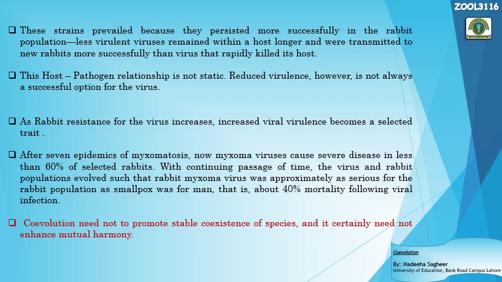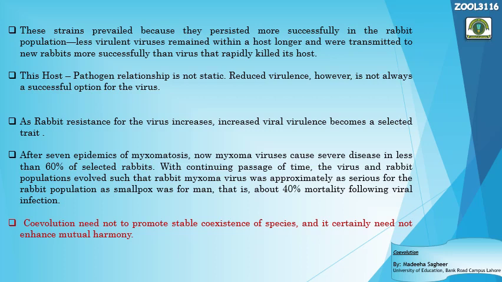So they could remain present within the host for a longer time, and they got ample opportunity to replicate there, and were transmitted to new rabbits more successfully than viruses that rapidly kill their host. The extremely virulent viruses did not get the chance to travel to the next host, because they rapidly killed their host. In this way, their population got minimized, right?